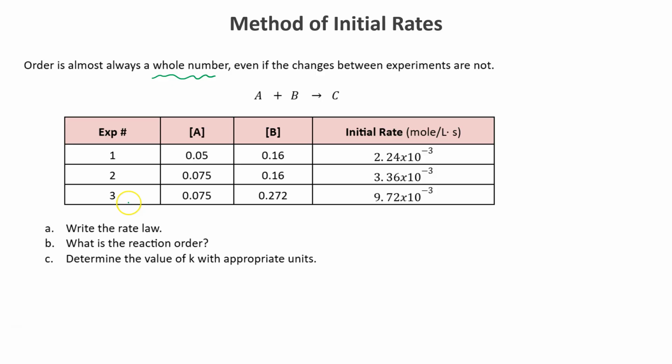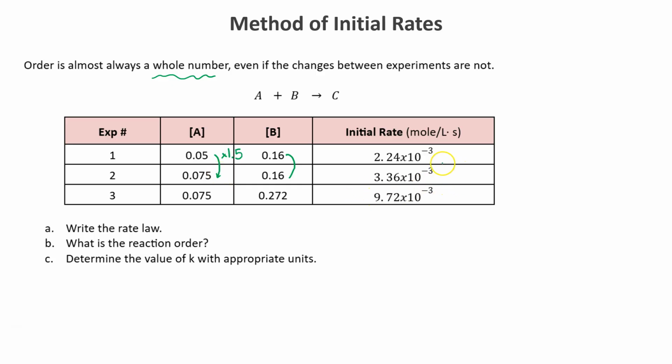We want to compare any 2 experiments where only one reactant's concentration changes. For example, if we compare experiments 1 and 2, you'll notice that B stays the same. Only the concentration of A is changing, and that's what you want to find. In this case, A's concentration goes up not by 1 or not by 2, but by a decimal, by 1.5. And that's kind of the point of this entire example, is just to say that that is okay. You're allowed to see non-whole number or decimal changes between the concentrations.